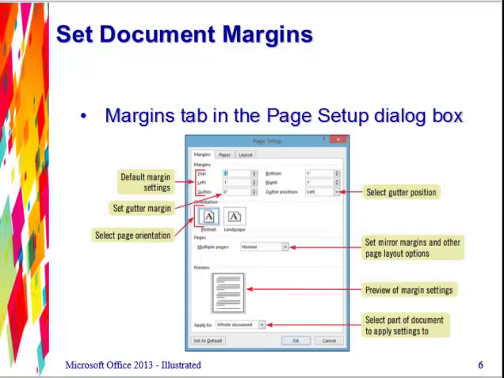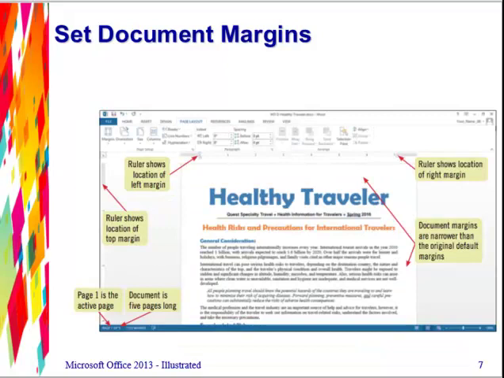Let me skip over to here. So this is the menu we were just looking at, and it shows you the default margin settings, the gutter margin, page orientation, and the gutter position. You can set your margins for your multiple pages. You can preview the margin settings. It tells you down at the bottom whether you want to set it for part of the document or the whole document. So here's a document that you'll see on page 79 in your textbook.